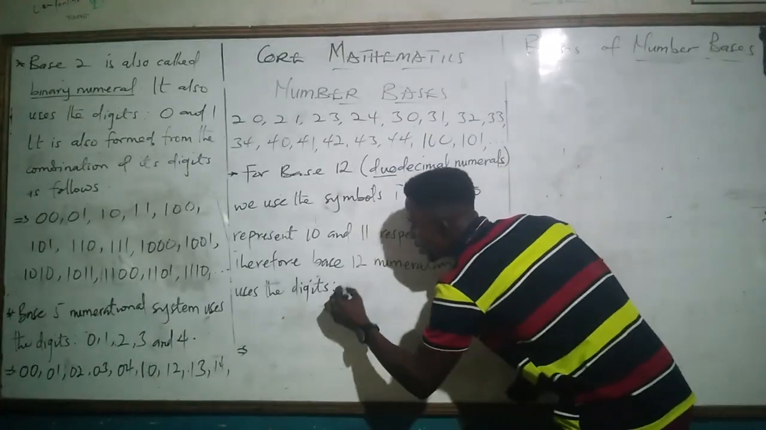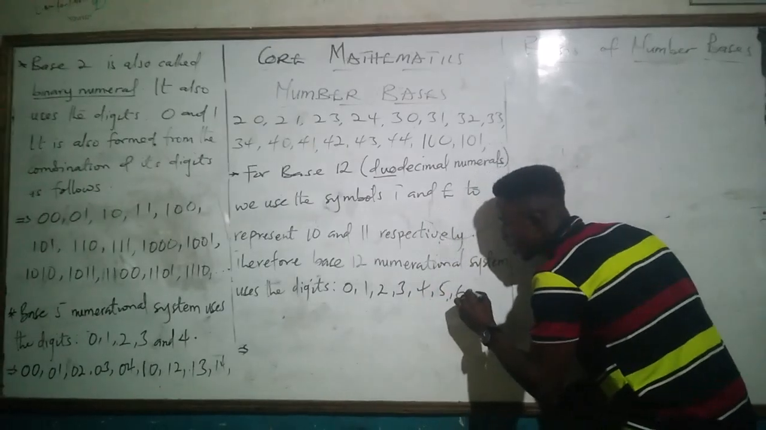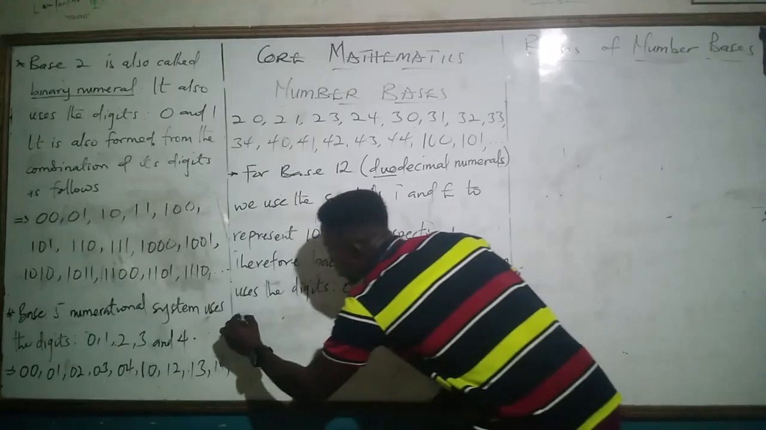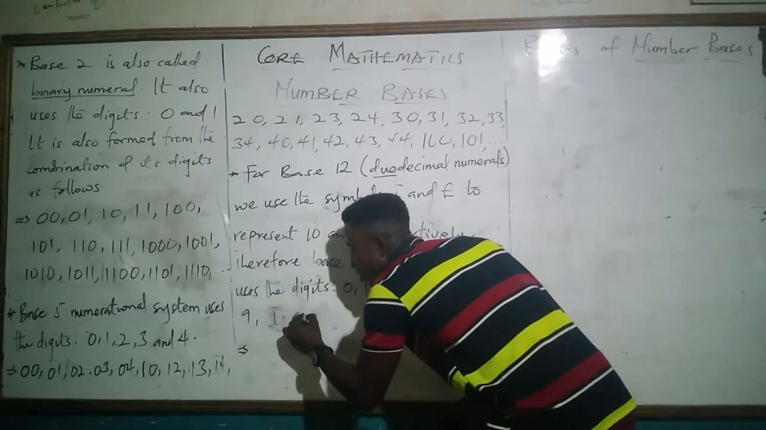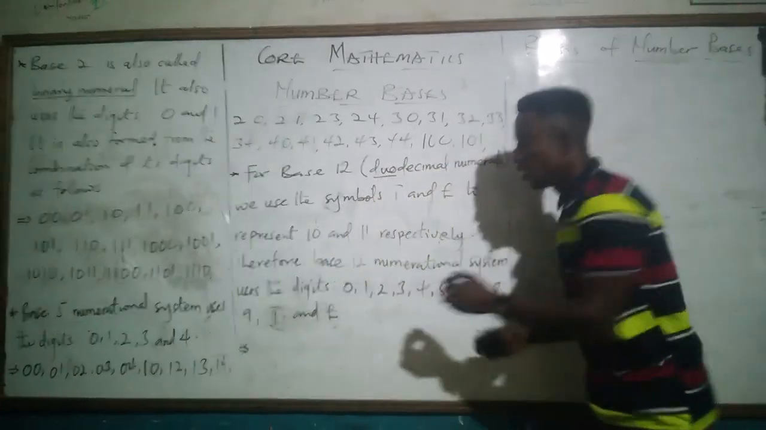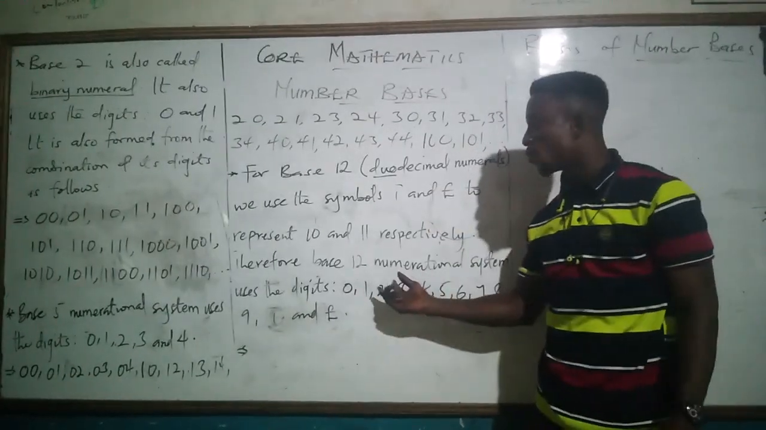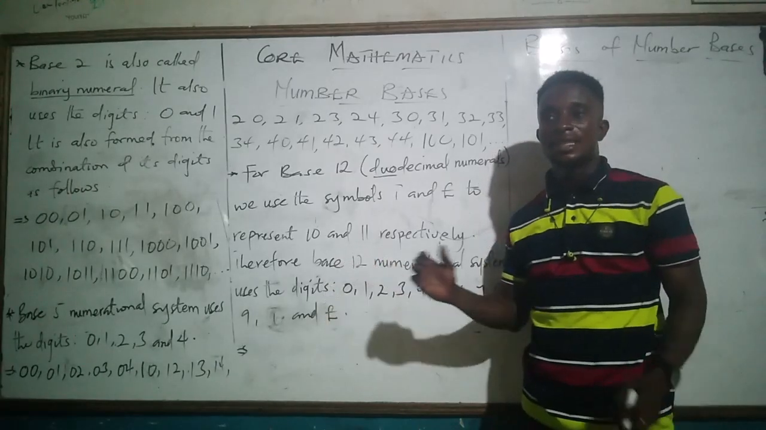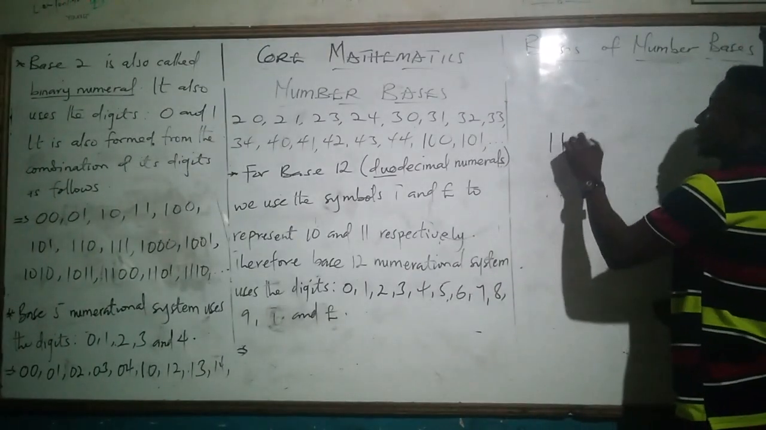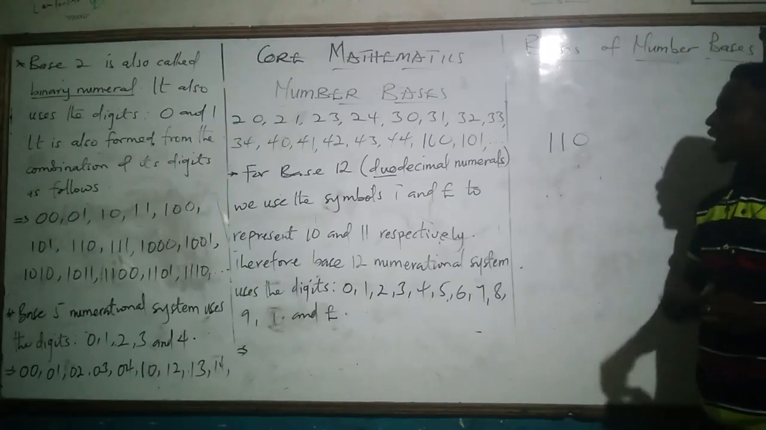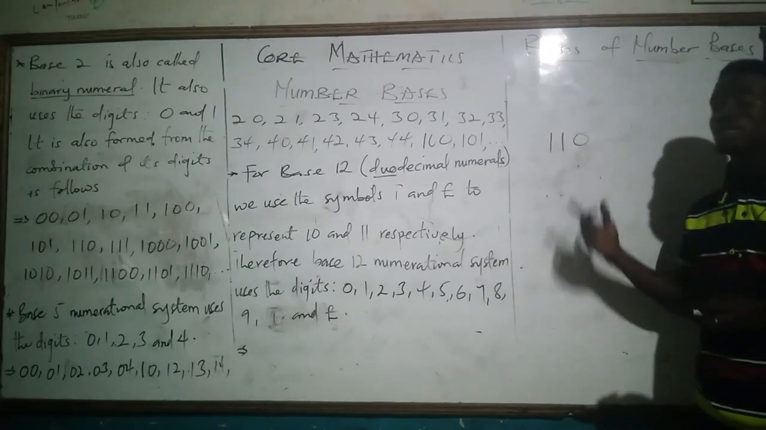So we have 0, 1, 2, 3, 4, 5, 6, 7, 8, 9. For me to write 10, I write T, and 11 is E. So these are the digits for base 12, and it somehow looks like base 10. But if you have, let's say, 110, it is 110 in base 10 because there's no subscript.